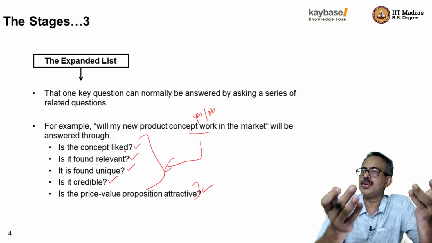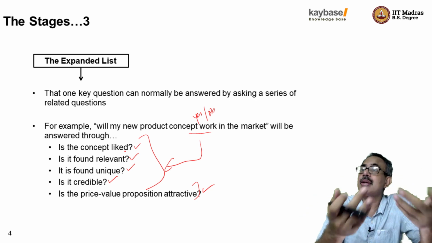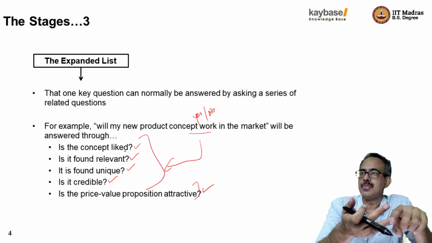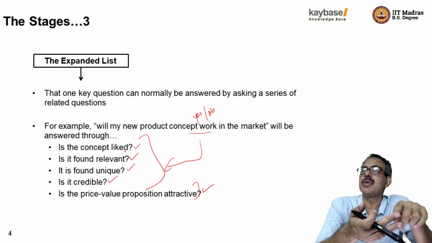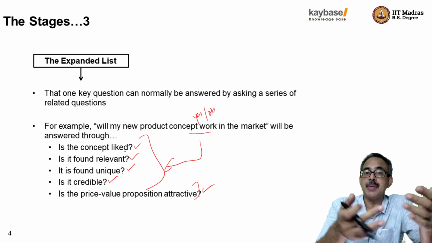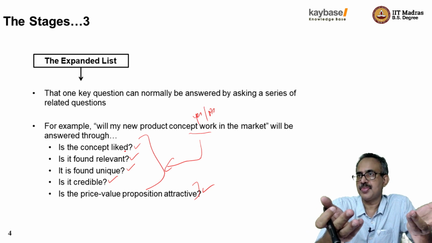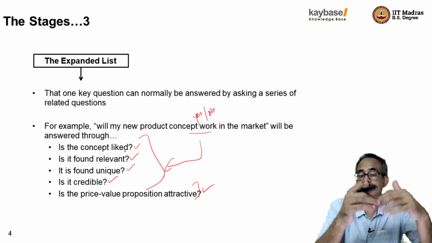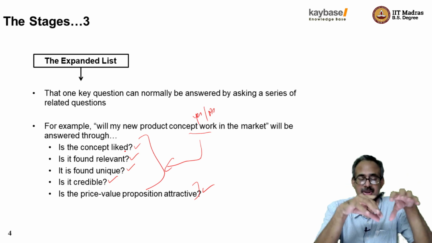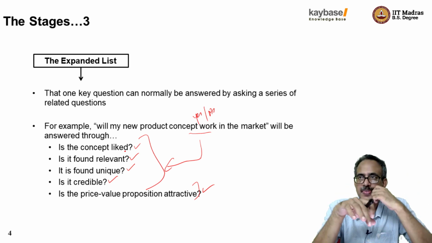No. You have to ask consumers, do you like the idea? I'm describing the idea to you. Do you like it? Is it relevant for you? Is it something different from what you've already seen? Do you believe that I can do this for you? Right? I plan to price it at so and so rupees. Does that look attractive to you? That is when you get the answer to the one key question. So this is conceptual clarity which the researcher needs to possess.